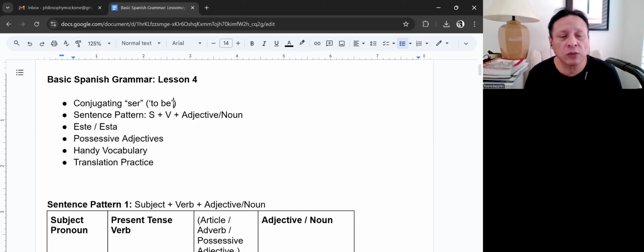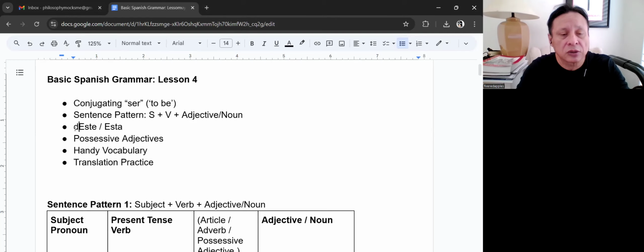Okay, so then we're going to do a new sentence pattern: subject, verb, the verb to be, and then an adjective or a noun. And then we might have a modifier before the noun, like my brother or a table, so some kind of modifier before the noun. We're going to learn the demonstrative pronoun. This is a demonstrative pronoun slash adjective because it can be both.